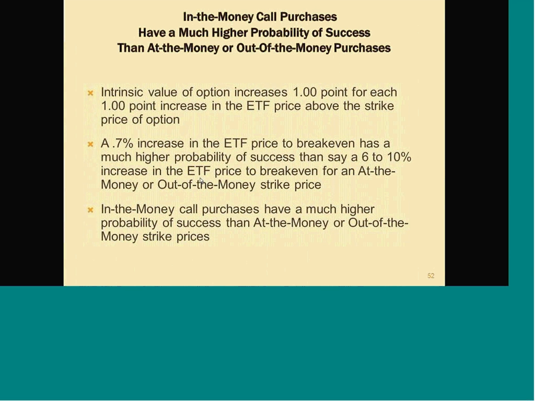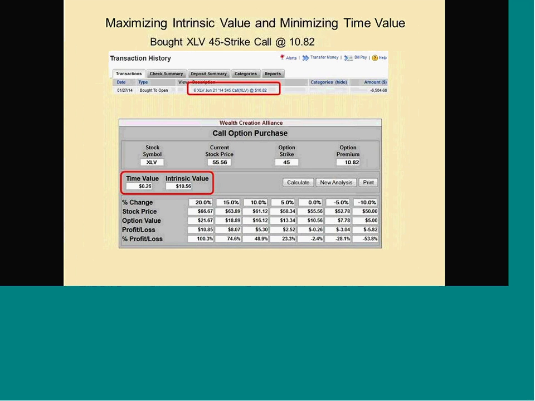Here's another example of how I maximized the intrinsic value and minimized the time value. This was the healthcare ETF, symbol XLV. I bought the 45 strike call at 10.82, and at the time, XLV was trading at 55.56. So I input this into the call option purchase calculator, and this option only has 26 cents of time value, and it has $10.56 of intrinsic value. So again, using that 1% rule, I minimize that time value and maximize the intrinsic value.